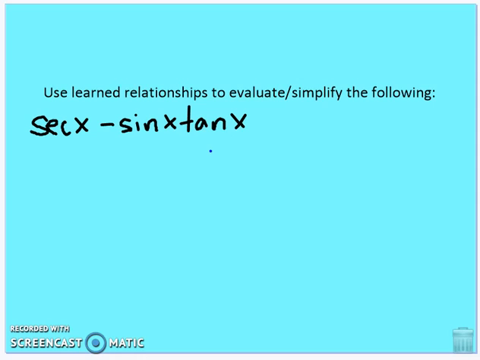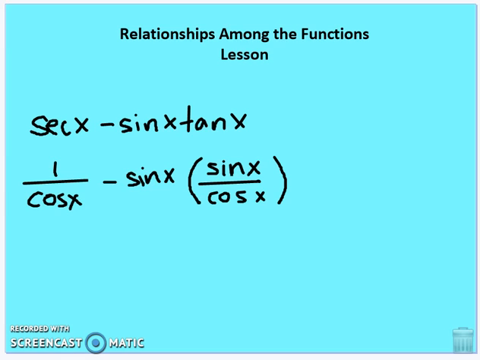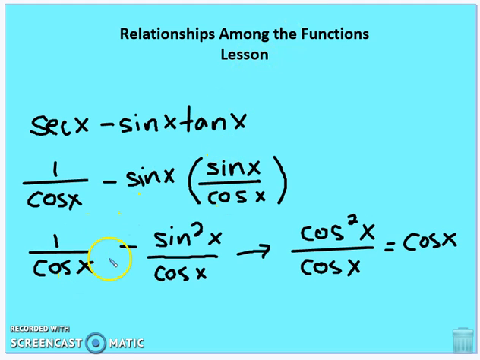Next problem. Pause here. Right, pretty straightforward. 1 over cosine x minus sine x times sine x over cosine x. The same as 1 over cosine x minus sine squared x over cosine x. 1 minus sine squared x is equal to cosine squared x. Cosine squared x over cosine x is equal to cosine x.